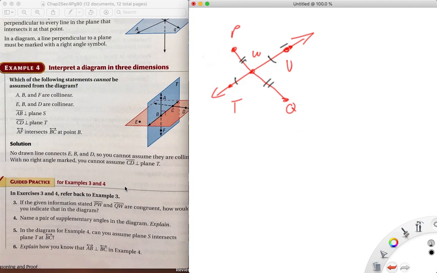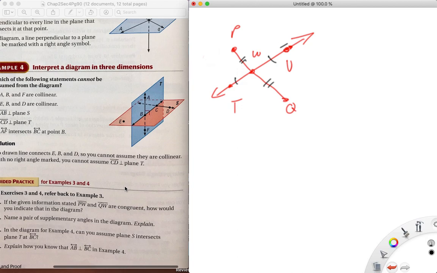And then number 6 says, how can you know that AB is perpendicular to BC? So line AB is perpendicular to plane S because it shows that perpendicular symbol to the plane. And the perpendicular by conditional that we just stated said that if a line is perpendicular to the plane, it's also perpendicular to every line in that plane. So from that perpendicular by conditional, we can say that line AB is perpendicular to line BC.